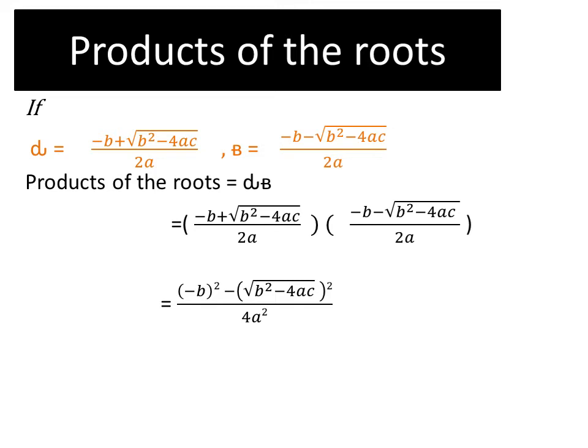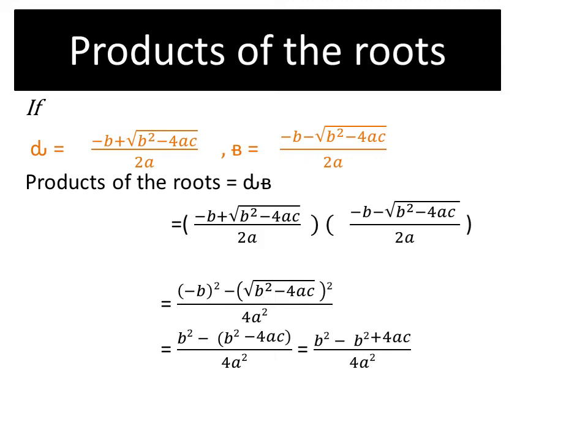By solving the squares in the numerator, we will write b square, because the square of minus b will give us positive b square, and in the second term the under root and square cancel with each other, so we are left with the terms b square minus 4ac in the bracket. Next, minus is multiplied with all the terms in the bracket, so we get the next terms as b square minus b square plus 4ac over 4 into a square.